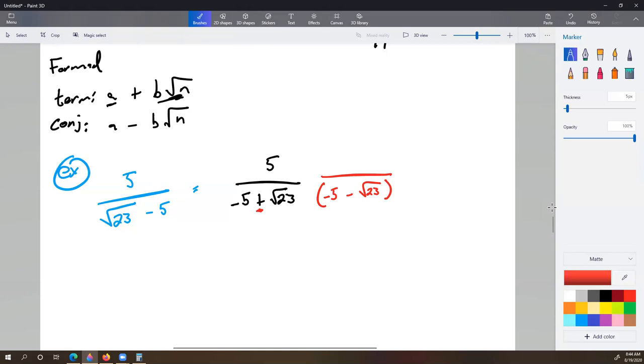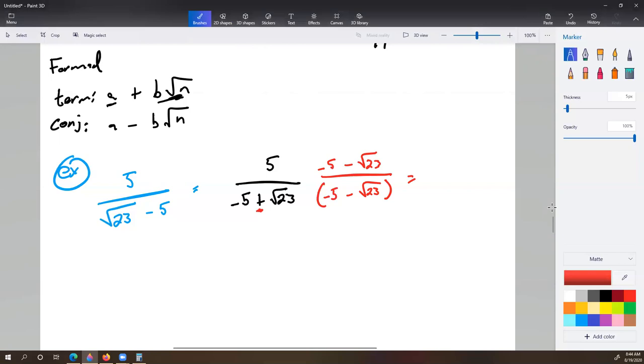Because anytime you multiply by a fraction that's the same thing, top and bottom, that's multiplying by 1. So you're not really changing it. You're just changing how it looks. And that's the idea behind rationalizing these fractions. You're not actually changing the value of them. You're changing how they look. So let's go ahead and change how this thing looks. We're going to multiply top and bottom by negative 5 minus square root of 23.